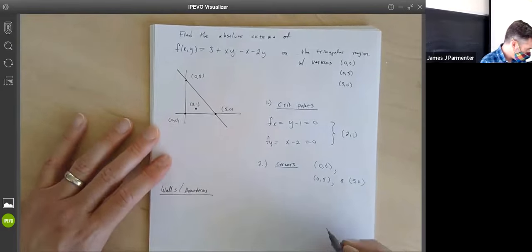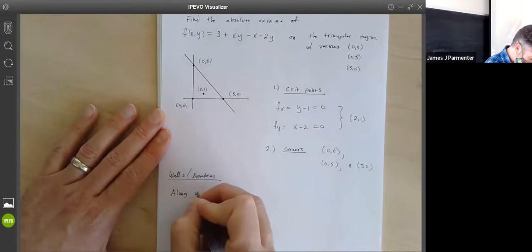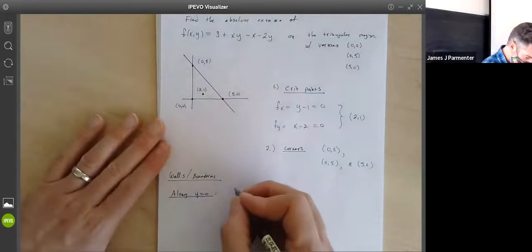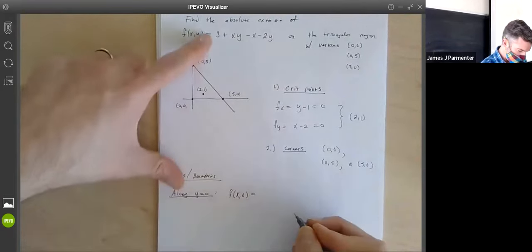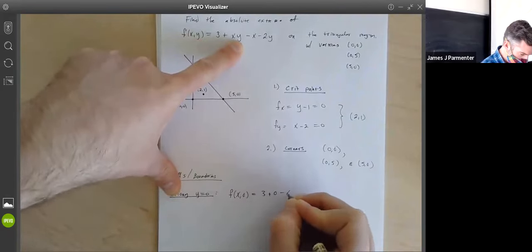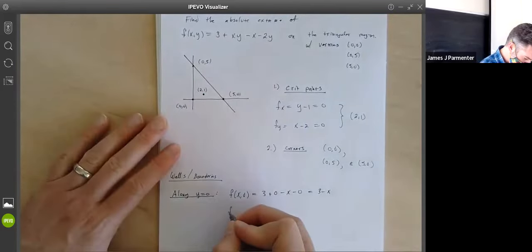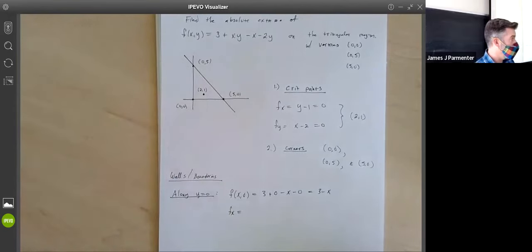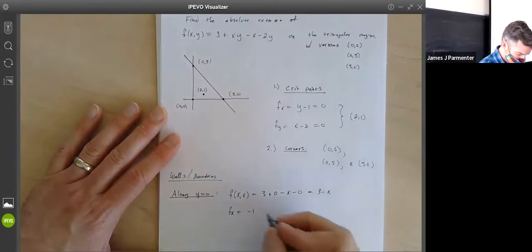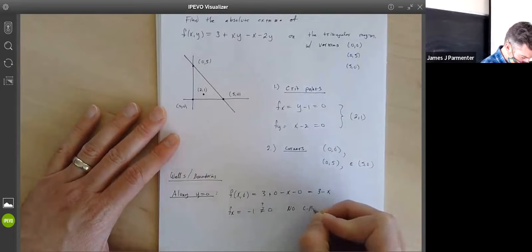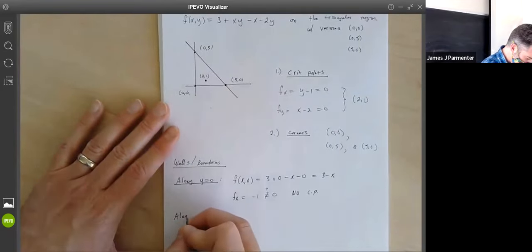There are three of them. Along the wall y equals 0, what we're literally going to do is take our equation and plug in y equal to 0. So we have f of x comma 0, which equals 3 plus 0 minus x minus 0. If we take the partial of that, there's no point in taking the partial with respect to y, because it would just be 0, since you're along where y is a constant. So our partial with respect to x is negative 1. That doesn't ever equal 0. So we have no critical point on this wall. And the same is going to be true along the wall x equal to 0.